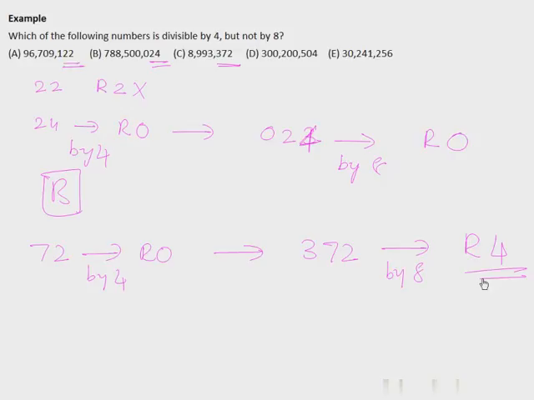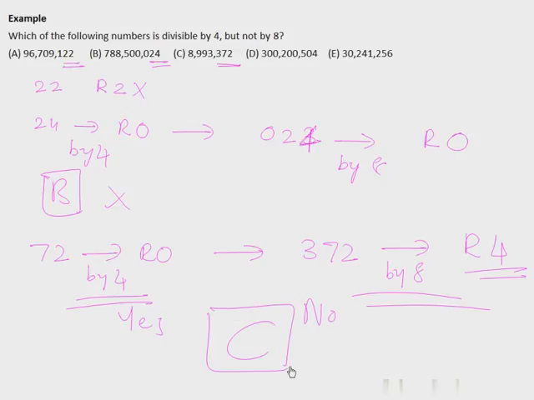So C is not true because, so C is, I'm sorry, what am I doing? B is not true because B is divisible by 4 and 8. Here we found C, that's the answer. It's divisible by 4 but not by 8. So C is the answer. I'm in too much of a hurry. I didn't read the question properly.